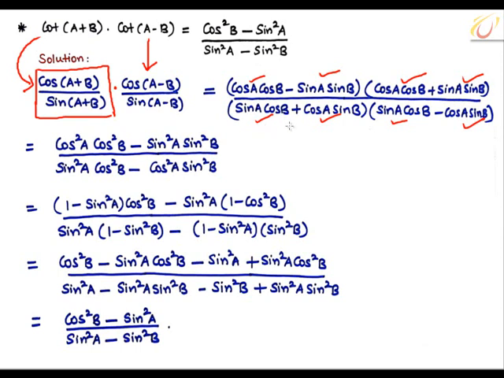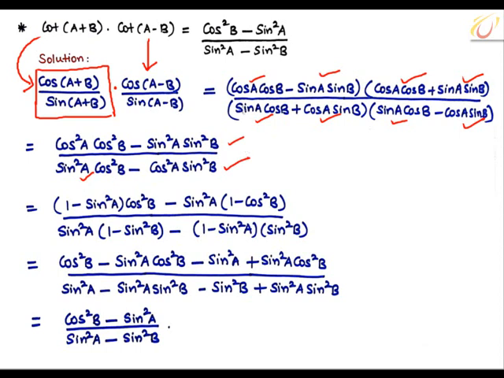Similarly for your denominator, please look at your denominator. The same concept applies there as well. So what will we have? We will have cos A cos B multiplied by cos A cos B as cos square A cos square B. Sin A sin B multiplied by sin A sin B as sin square A sin square B. Here, sin square A cos square B minus cos square A sin square B.